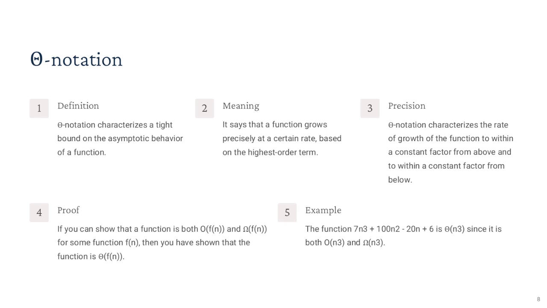To prove Theta(f(n)), it must satisfy both O(f(n)) and Omega(f(n)). For example, 7n cubed plus 100n squared plus 20n plus 6 is Theta(n cubed), as it meets these criteria. Theta notation provides a complete characterization of growth, enabling precise comparisons and deeper insights into algorithm efficiency. It remains a cornerstone of algorithm analysis, ensuring clarity in understanding performance.